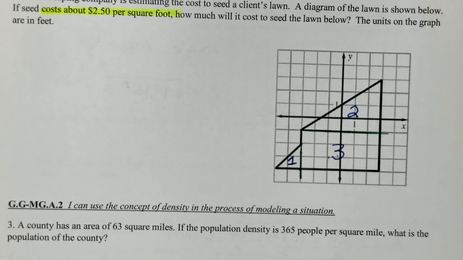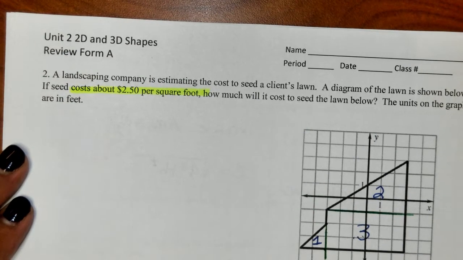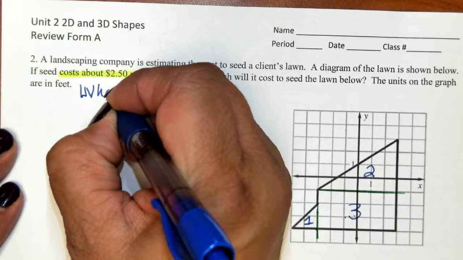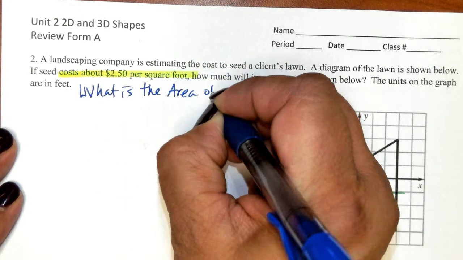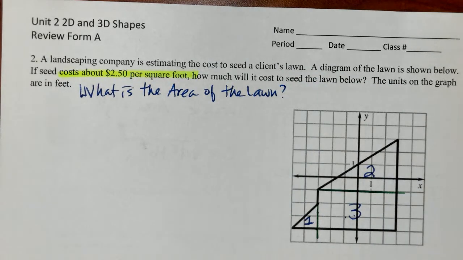When you see this type of problem, they're asking for the area. Nowhere in here does it say look for area, does it? So you on your own are going to figure out what is the area of the lawn. Nowhere did they ask you that, did they? Okay, so over here, I'm going to break it up into 3 parts.